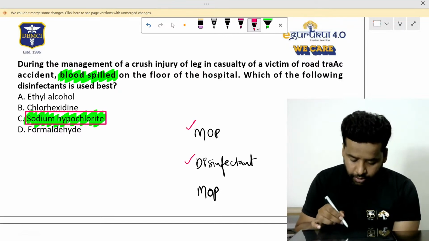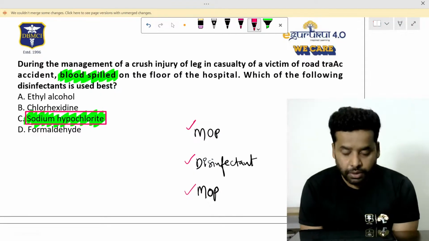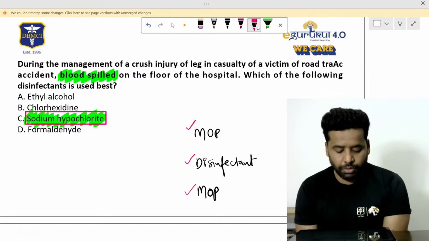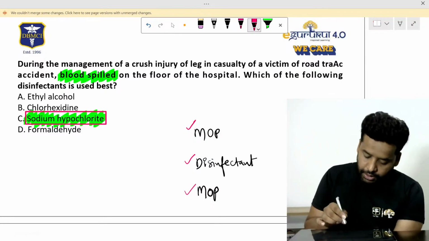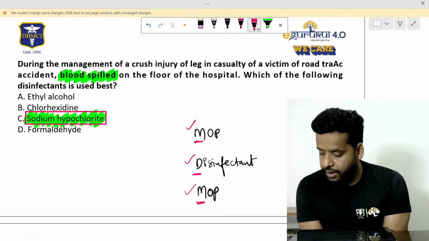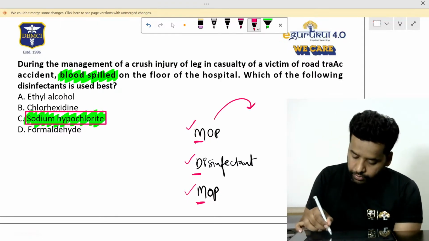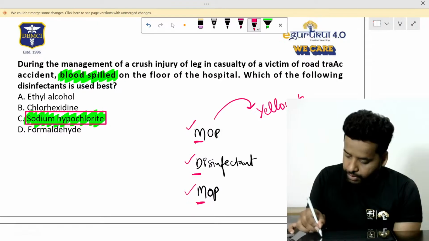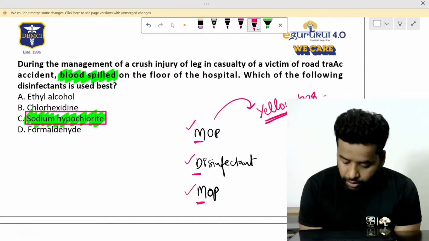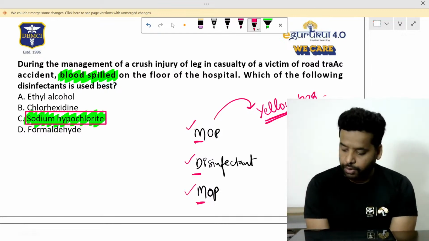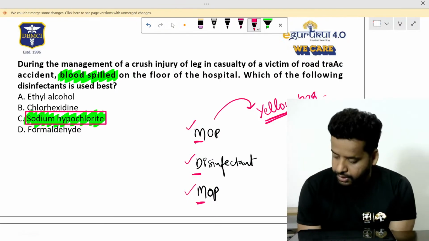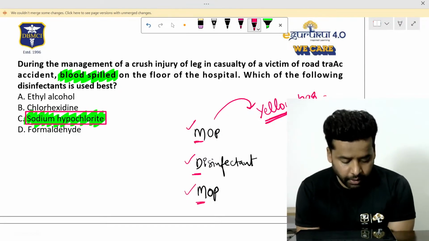So what is the first step we'll be doing? Apply disinfectant or mop it? We have discussed the mnemonic: midday meal, mop, disinfect, mop. The first step is always to mop with absorbable tissue. The mop will go into which bag? Biomedical waste, the yellow bag. Again you mop it, again we throw it in the yellow bag. This is how you manage a blood spill.